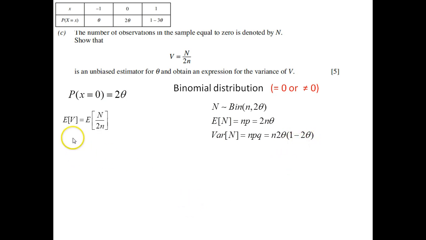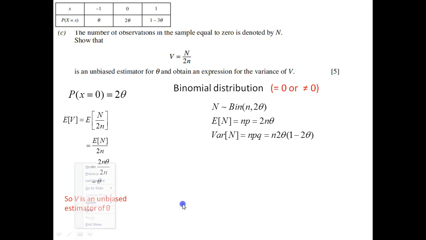Therefore, the expected value of v is the expected value of capital N over 2n, which becomes 2n theta over 2n, which cancels to give us theta. Therefore, v is an unbiased estimator of theta, which is what we wanted.